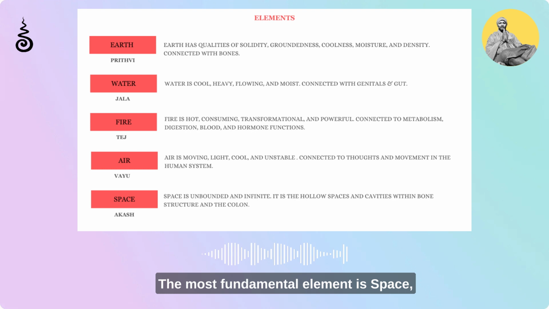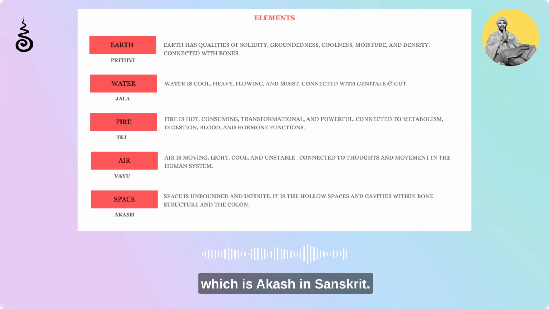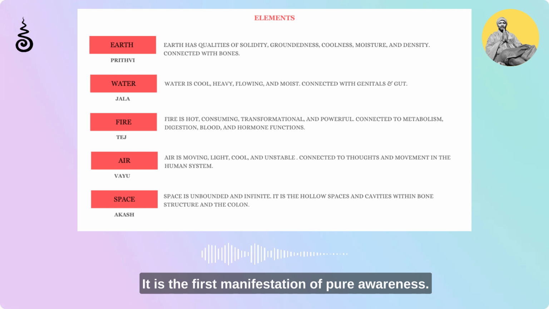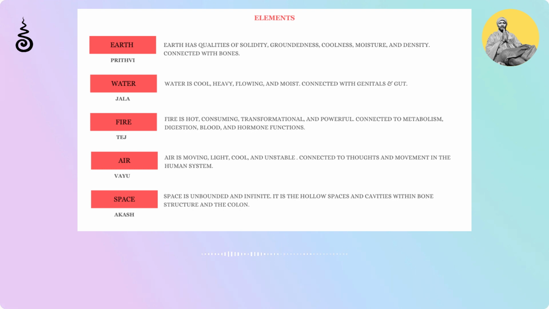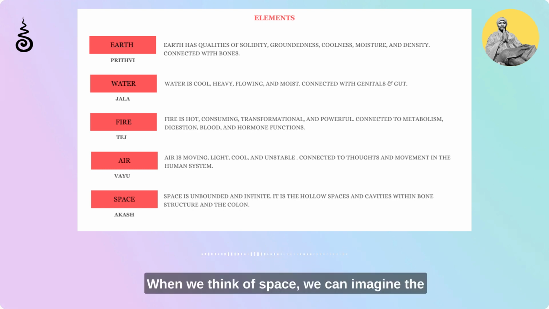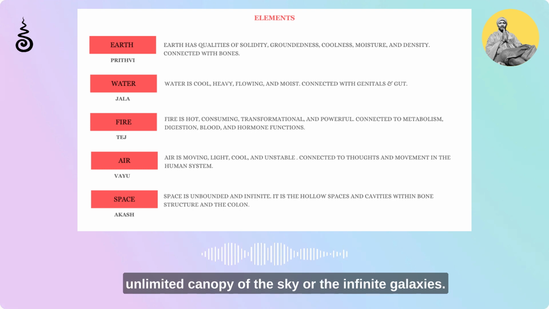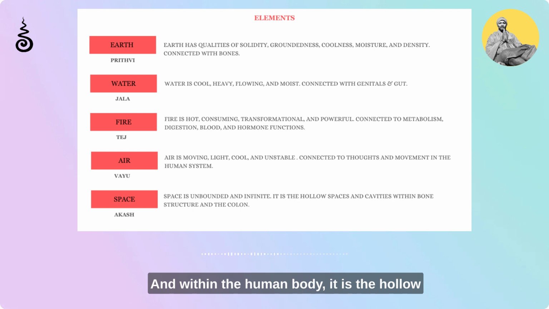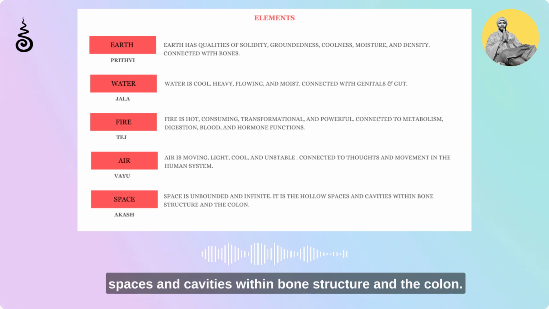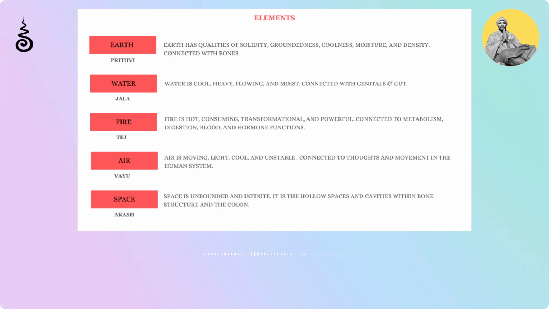The most fundamental element is space, which is Akash in Sanskrit. Space is unbounded and infinite. It is the first manifestation of pure awareness. When we think of space, we can imagine the unlimited canopy of the sky or the infinite galaxies, and within the human body, it is the hollow spaces and cavities with bone structure and the colon.